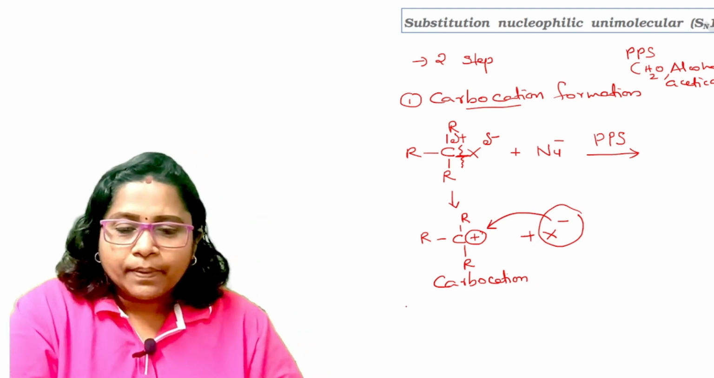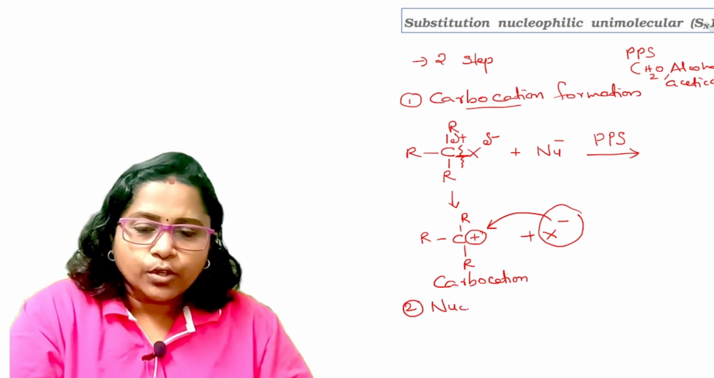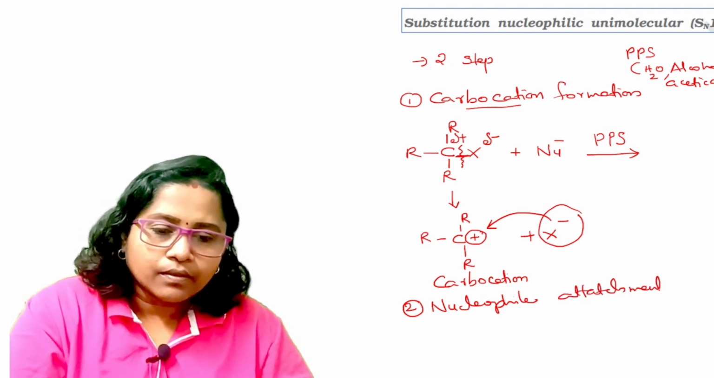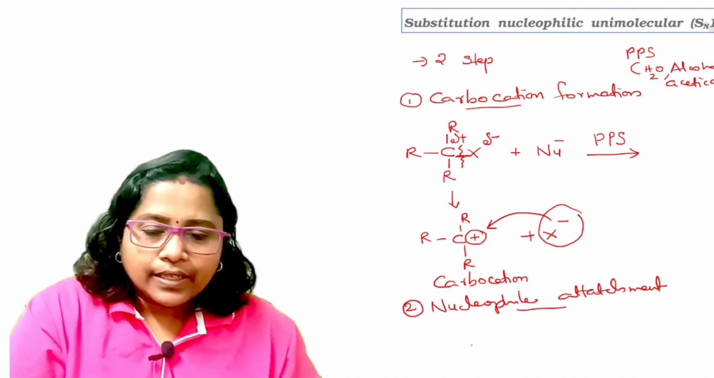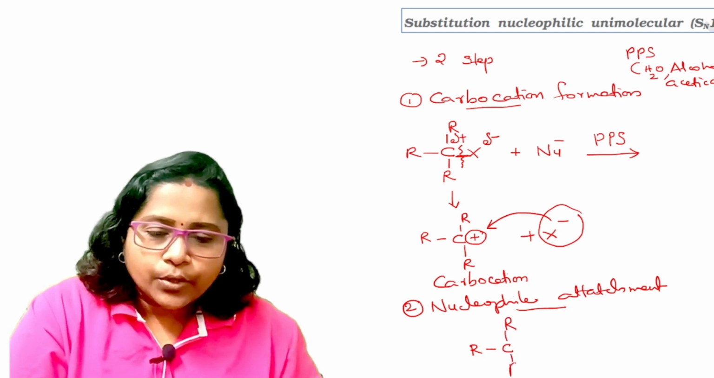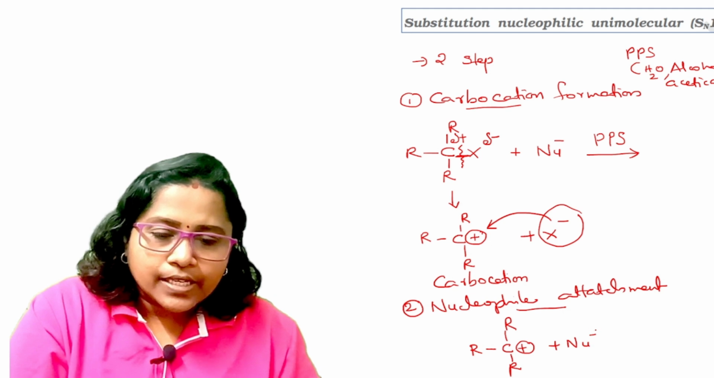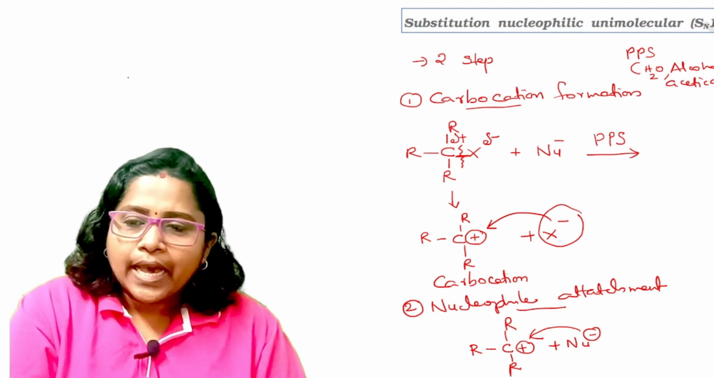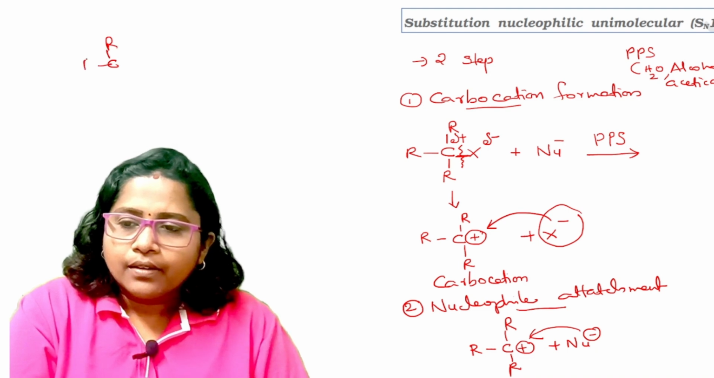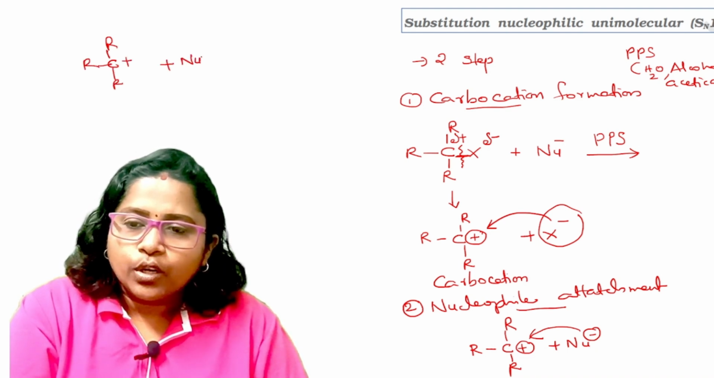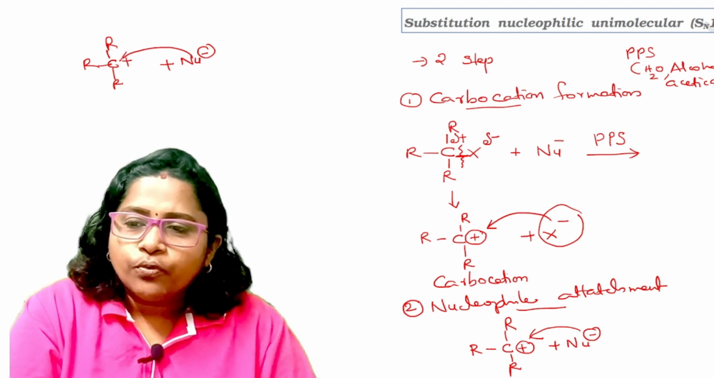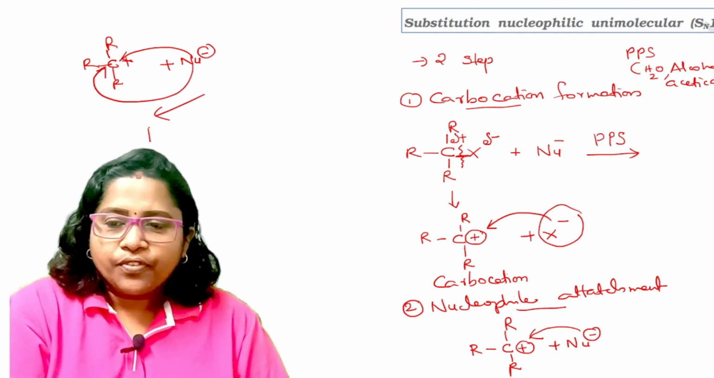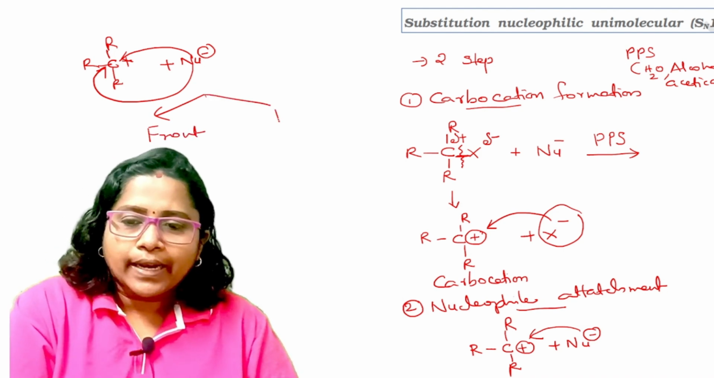So now step number 2 is the attachment of the nucleophile. So here what is happening? The new nucleophile will get attracted towards the carbocation and it will get attached here. So there are two possibilities of attack. See, I'll write it here, C R R R plus nucleophile. So this nucleophile can attack through the front side, or another possibility, it can attack through the back side. So two possibilities, that is front attack or back attack.